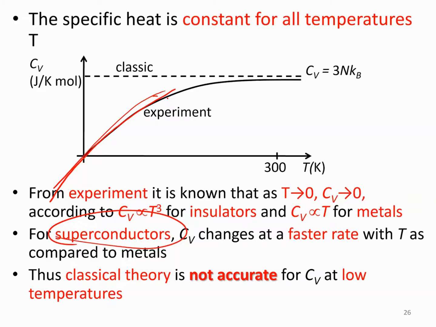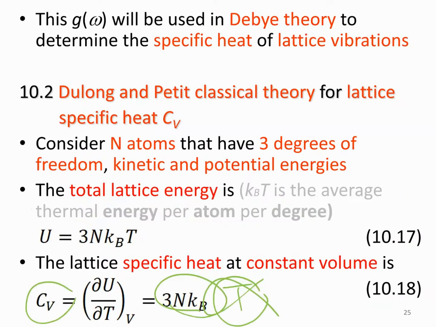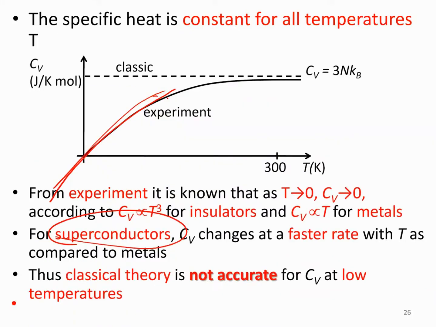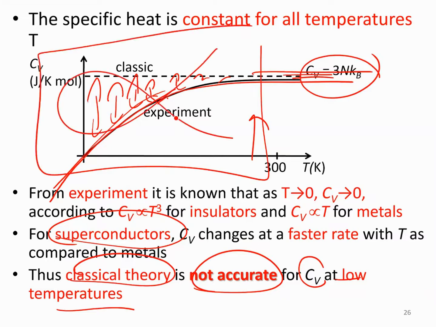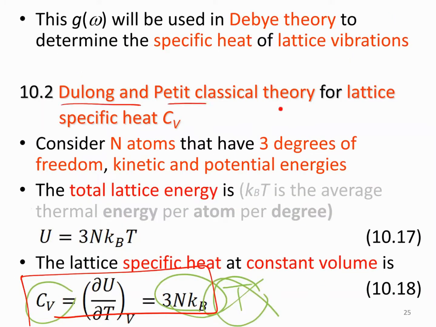So we come back to the classical theory that we obtained just now. This is the equation that we obtained. This classical theory is not accurate for CV at low temperature. From low temperature you can see there's a big difference. However, when you increase the temperature, the difference becomes smaller and smaller. Eventually, they are very near to each other. I mean the experimental result and the classical theory result fit each other at high temperature, but at low temperature it's not correct. So that means this Dulong-Pettit classical theory may not work well. It's not perfect, especially at low temperature.